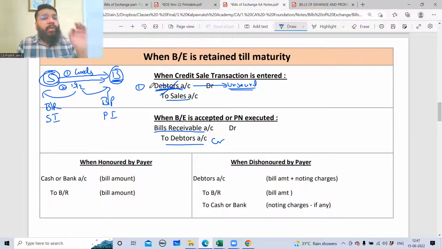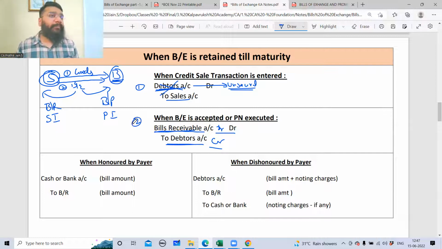So first transaction always will be debtor to sales. Then once the bill of exchange is executed, then bills receivable to debtors. So we are creating a new asset. To create or record a new asset, we have to give a debit. And to reverse one asset, it will be credit. So first two entries, do you have any problem? Online people, please keep responding. In the first two entries, do you have any problem? No, sir. No, sir.